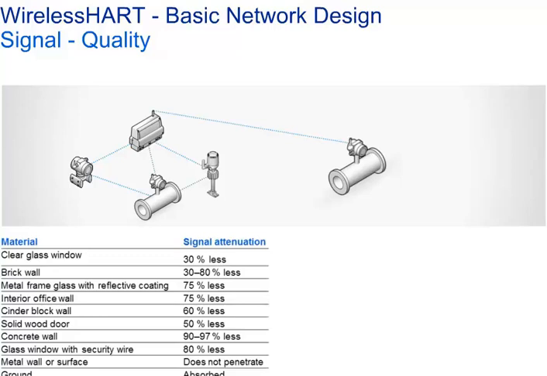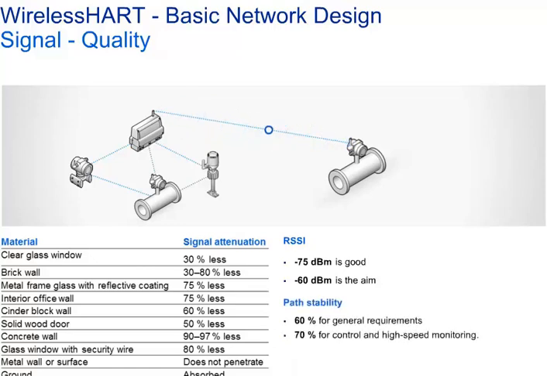The gateway provides statistics. At first, there is the Received Signal Strength Indicator, RSSI. The RSSI indicates the power of the received signal for each device. The higher the RSSI number, the stronger the signal. A value greater than -75 dBm is good, while best practice is to aim for an RSSI no worse than -60 dBm. The next indicator is the path stability.